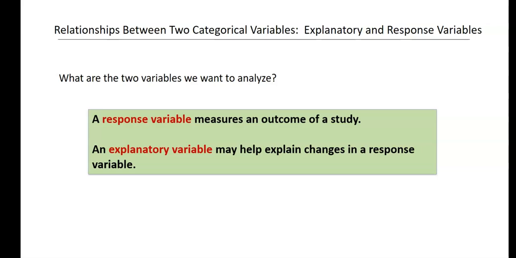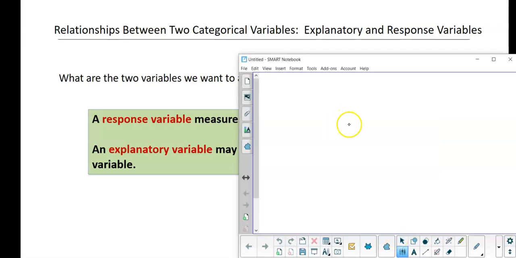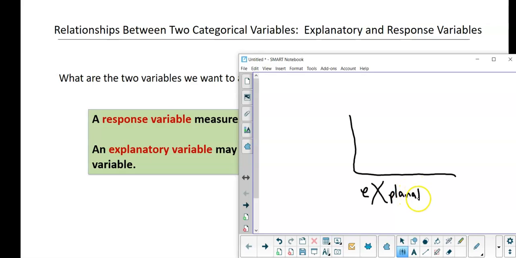What are the two variables we want to analyze? You want to analyze a response variable and an explanatory variable. I don't know if you do this in science class, but which one's the explanatory? If you're having trouble remembering, I'm going to write it a different way. Explanatory. I'm emphasizing the X part of that. Your x-axis is the explanatory variable. It explains or predicts the y variable, which is called the response variable.